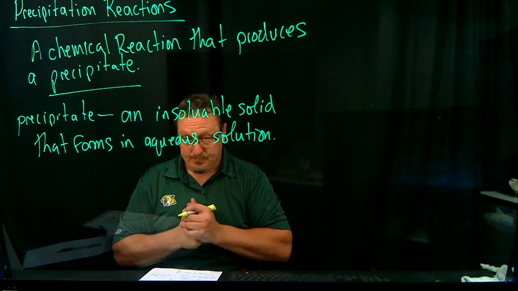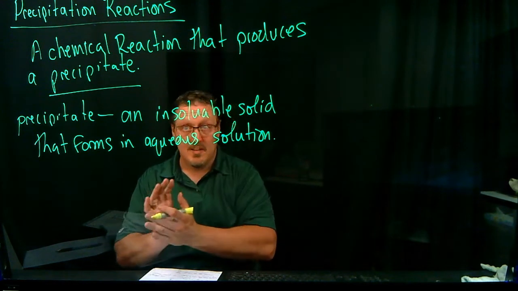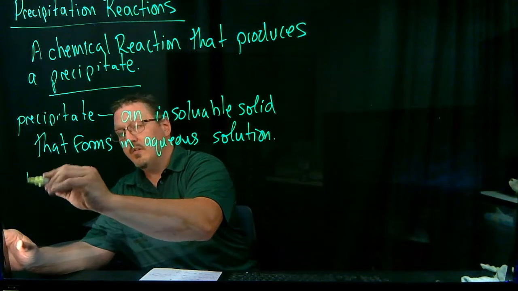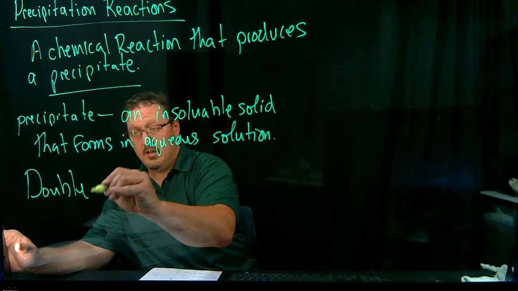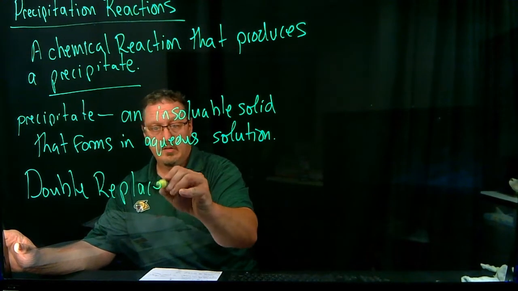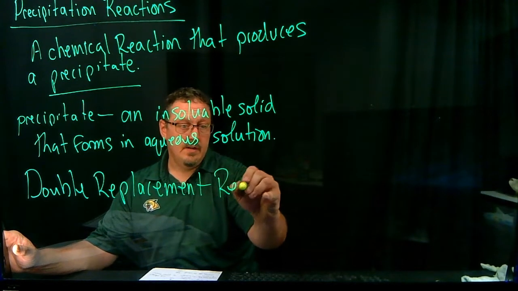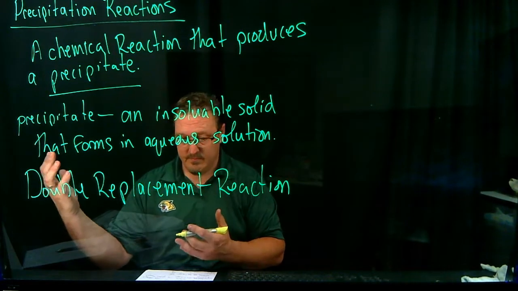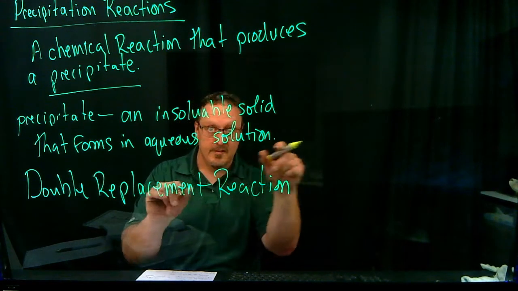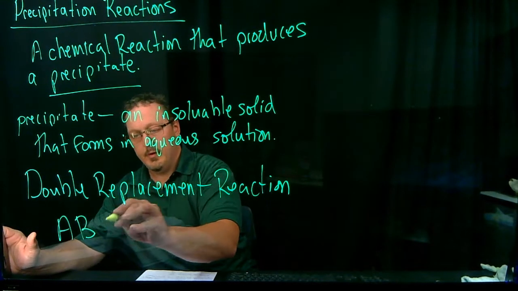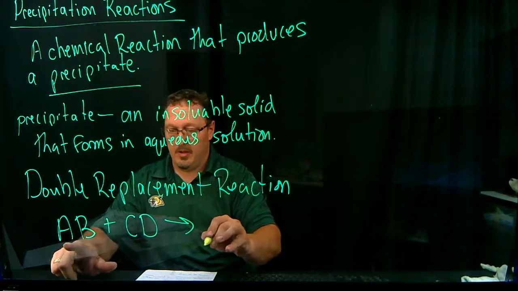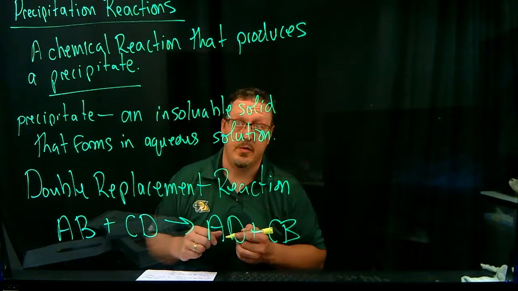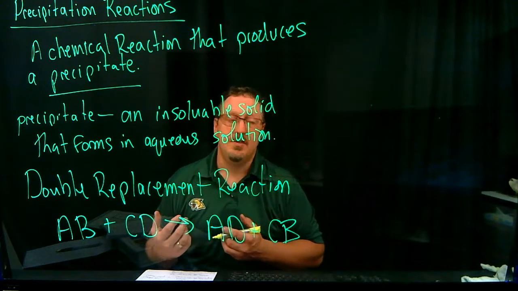Okay, we have previously talked about this as double replacement reactions. This is where we talked about this in years past, a double replacement reaction. And if you remember that, we had the little formula where we had AB plus CD made. I'll just write it. So AB plus CD makes AD plus CB. That was the generalized equation that we used to explain what a precipitation reaction was.